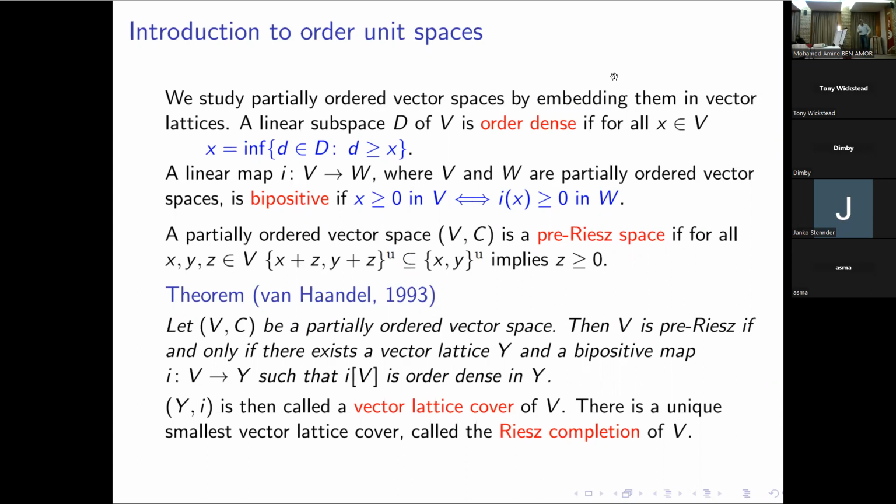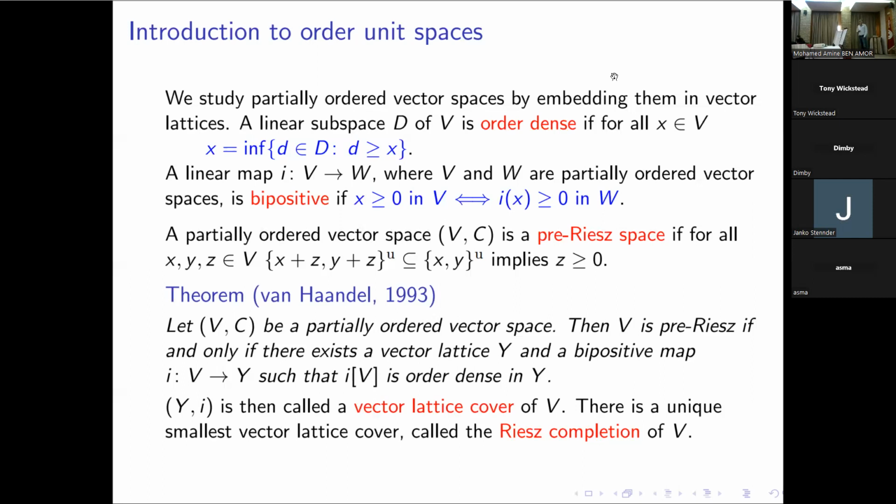The important thing is that those are exactly the spaces that can be embedded into a vector lattice bipositively such that the image is order dense. So that is from the PhD thesis of Marius van Haandel, where he did that theory. Well, we call such a vector lattice cover, and there's always a smallest one that's called the Riesz completion of the pre-Riesz space.